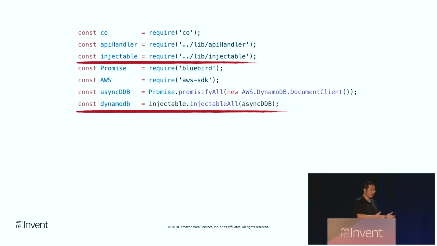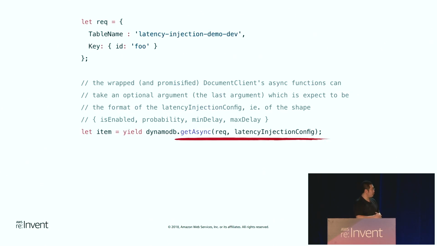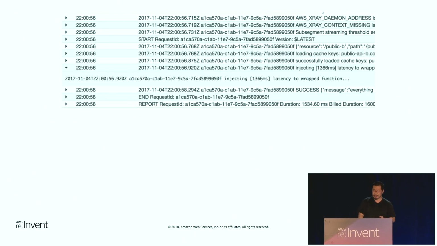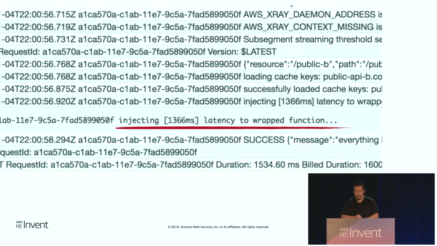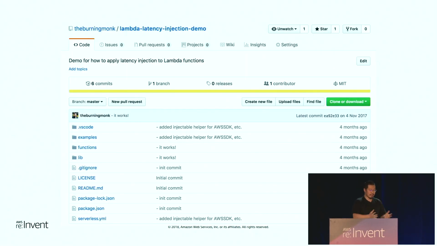I've got a very simple module called injectable, a very bad name, but bear with me, whereby I can take an AWS client and override the async functions to monkey patch them to take in another parameter, which includes the config object we saw earlier. And in this case, I can see that in one invocation, one experiment, 1.4 seconds was added to a request to DynamoDB get. All that proof of concept is available on GitHub, so feel free to play around with it and see if it's something that you can use.